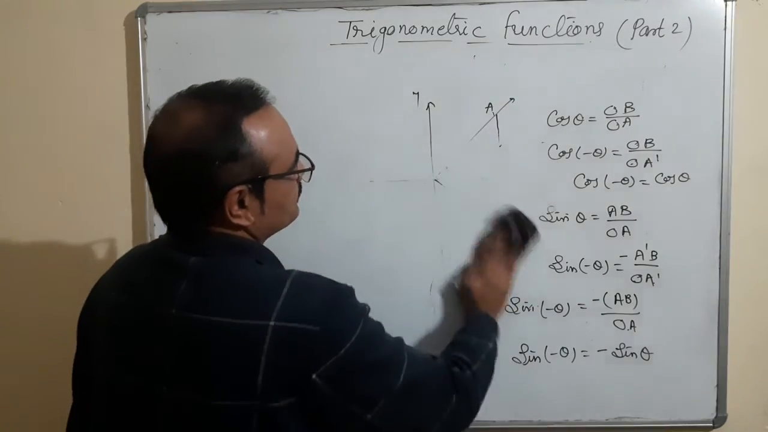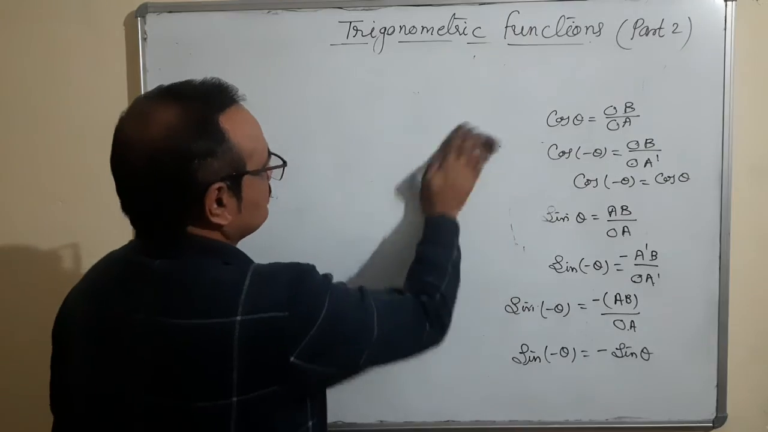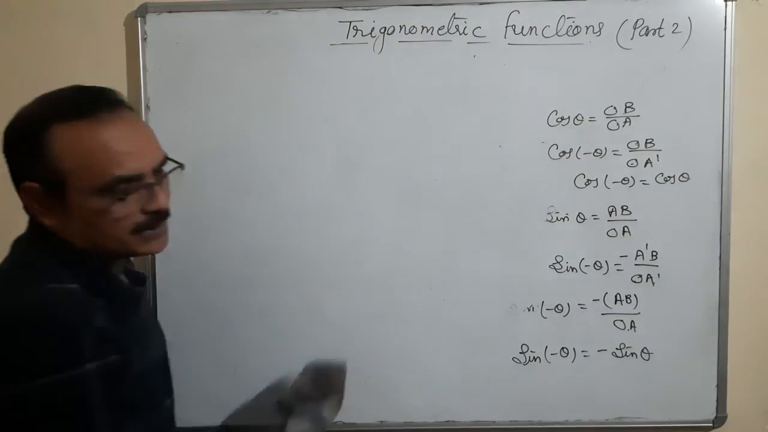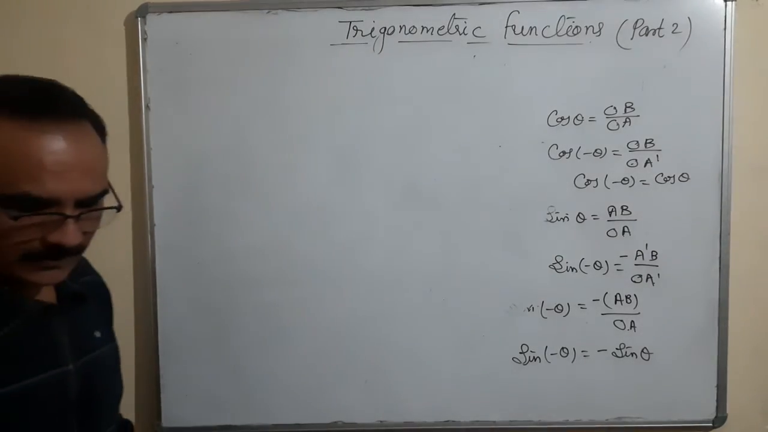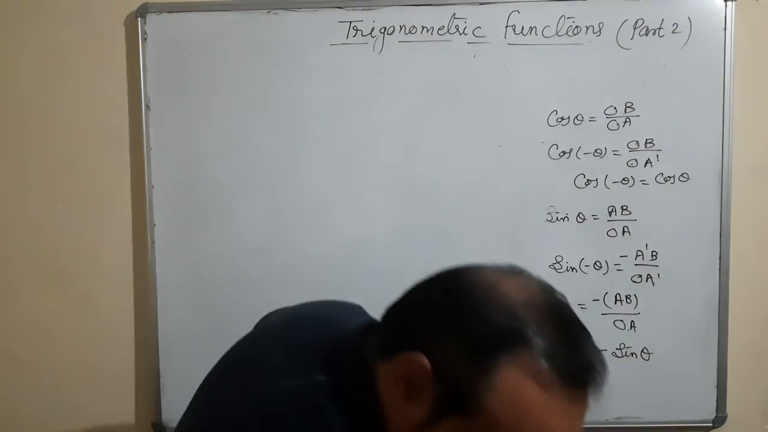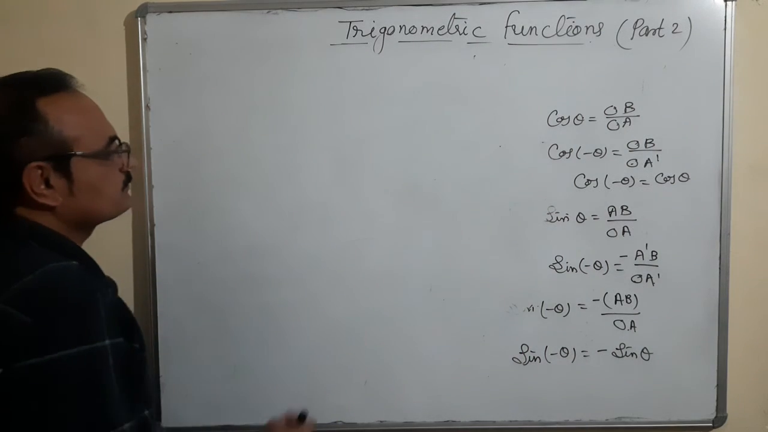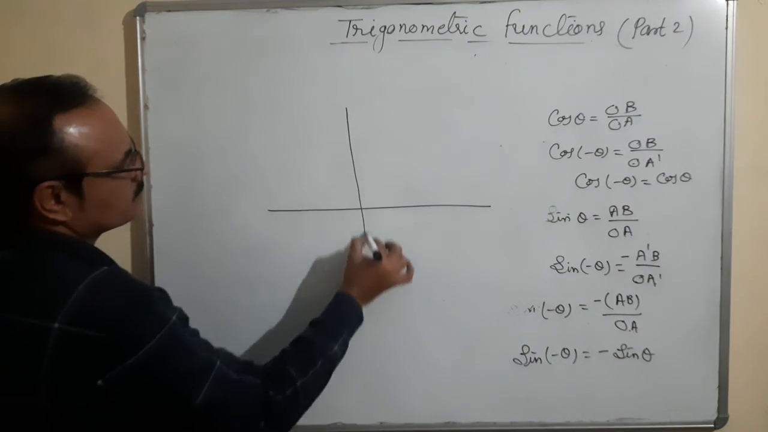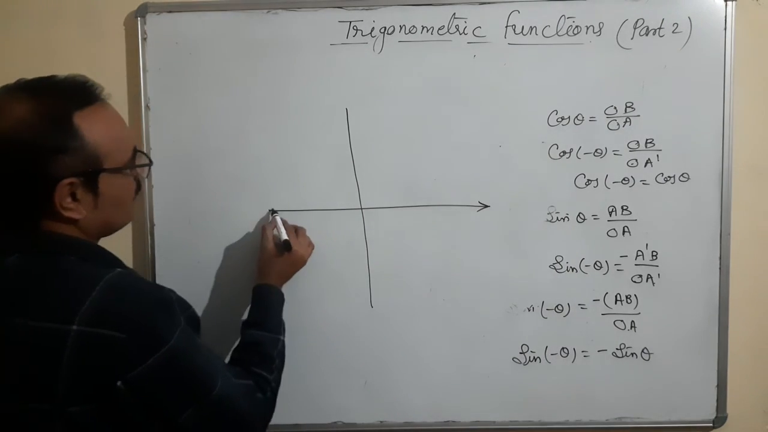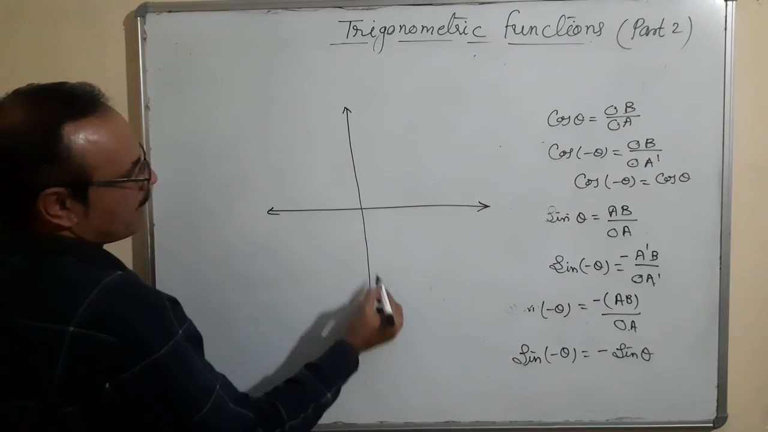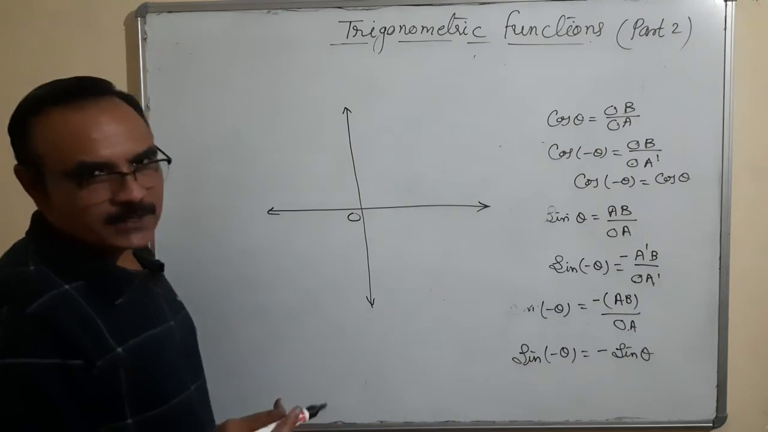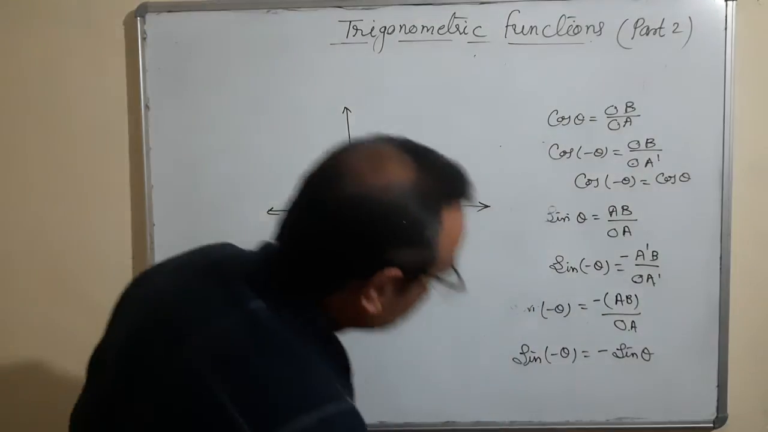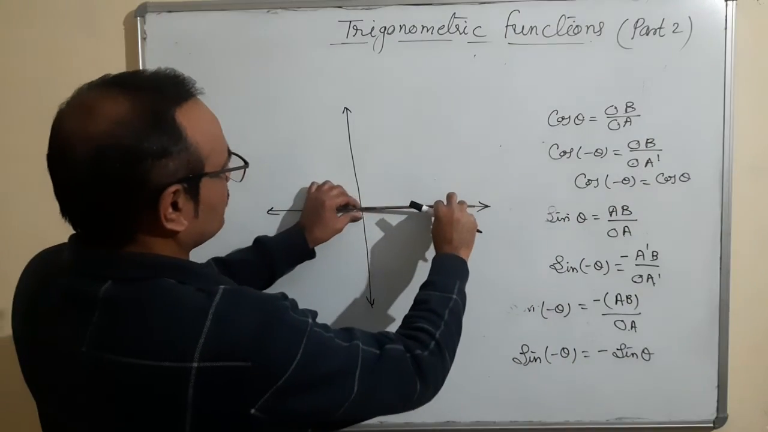After this term, one very important topic and point is left, that is zero. As I told you, the ray rotates like that. So that means this ray is rotating from here.